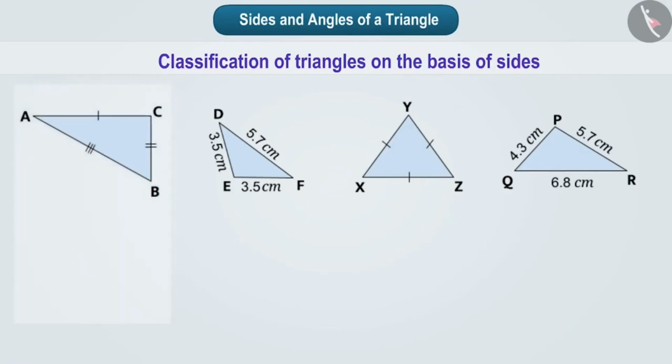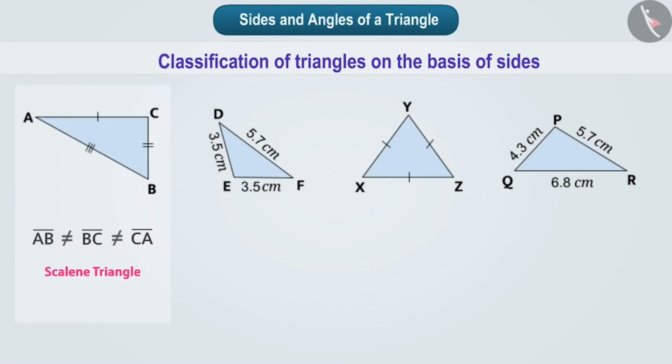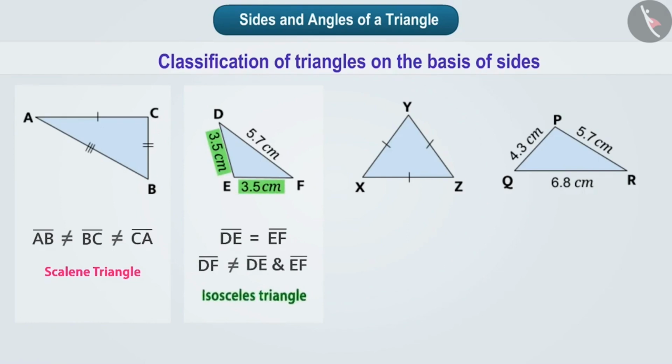Let us tell you. These different signs on the sides of triangle ABC tell us that the three sides in this triangle are not equal. So it is a scalene triangle. By looking at triangle DEF, we find that the measure of side DE and side EF is equal, but the measure of the third side DF is not equal to them. Since only two sides of this triangle are equal, it is an isosceles triangle.